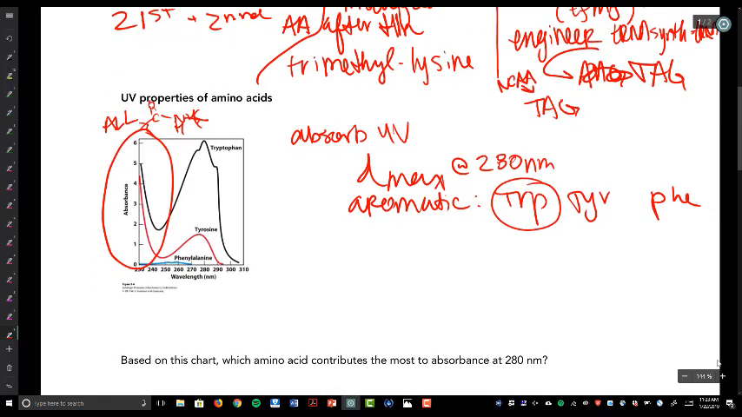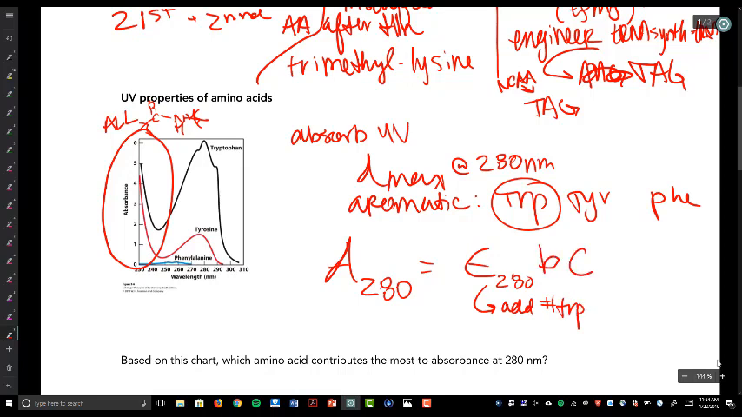We can actually use these amino acids to measure the concentration of a protein. If we measure the absorbance of a protein at 280 nanometers, we can add up the number of tryptophans to give us the extinction coefficient. We have the path length and the concentration.